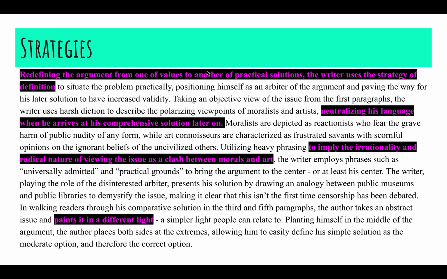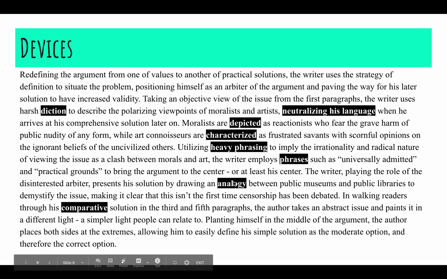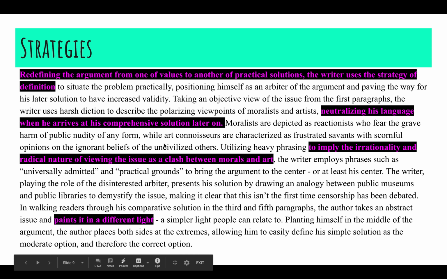Redefining the argument from one of values to another of practical solutions. The writer uses a strategy of definition. Now, this strategy, it is always best when there's an overall strategy to the body paragraph. So here it will be definition, which is why later you see something about painting it in a different light, which is also about definition or redefining the issue. So her focus here is very much about redefinition, and the devices she uses are depiction, diction, language, phrasing, right? And then the comparison, contrast. So the two have to be related, the strategies and devices. And here she does it really well.